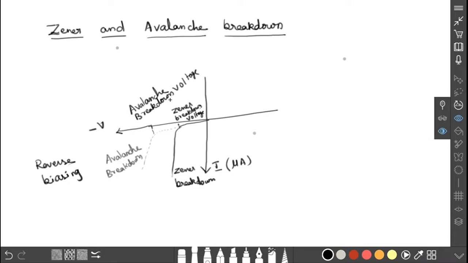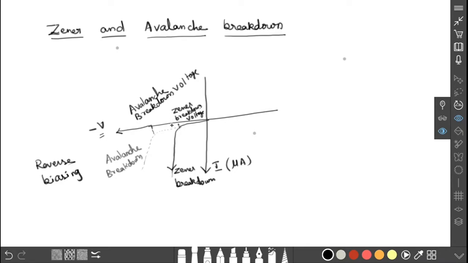During reverse biasing, we discussed that at a particular voltage the PN junction breaks down. That voltage is called the breakdown voltage. That means during reverse biasing, if the voltage is increased to one particular point, the current will increase rapidly in the reverse direction. That voltage is called the breakdown voltage, as we have already discussed.